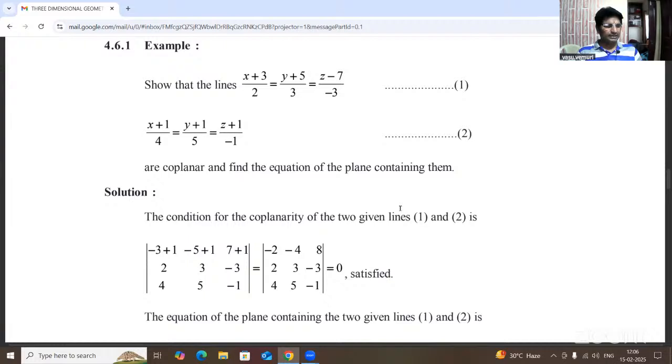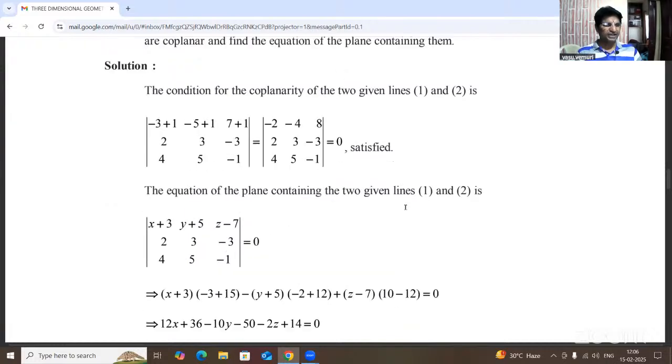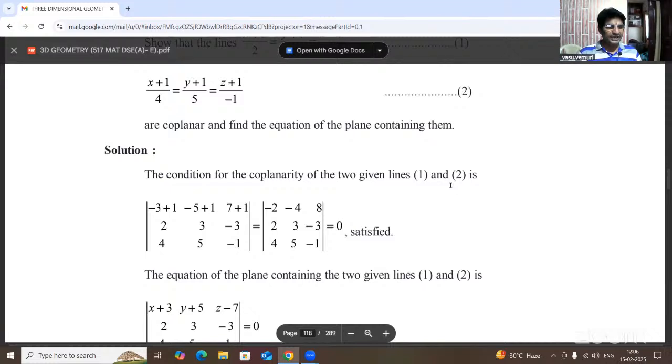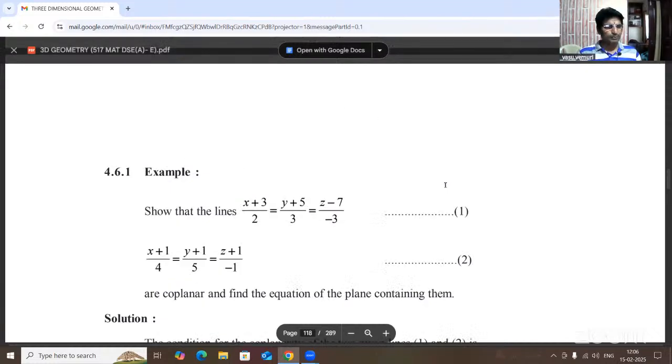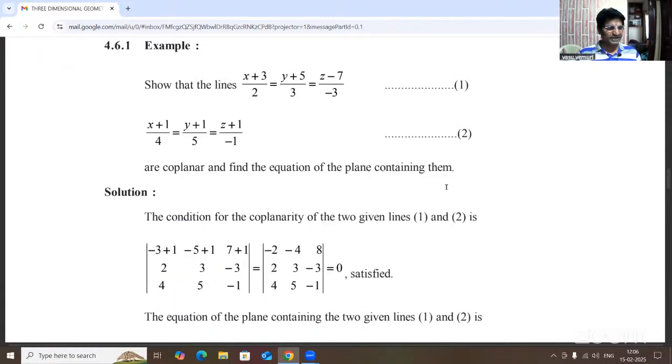Here the determinant, just you have to see the solution. First of all, we observe the given data. According to the condition of coplanarity, the determinant with rows: x2 minus x1, y2 minus y1, z2 minus z1, or x1 minus x2, y1 minus y2, z1 minus z2; L1, M1, N1; L2, M2, N2. Now, the first line's point is (minus 3, minus 5, 7). According to that, the second line's point is (minus 1, minus 1, minus 1).